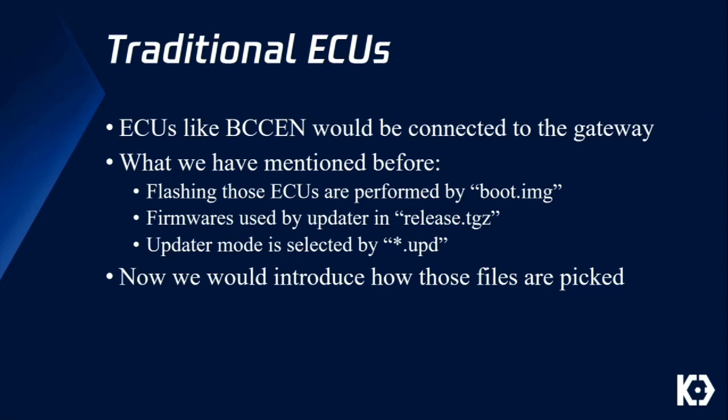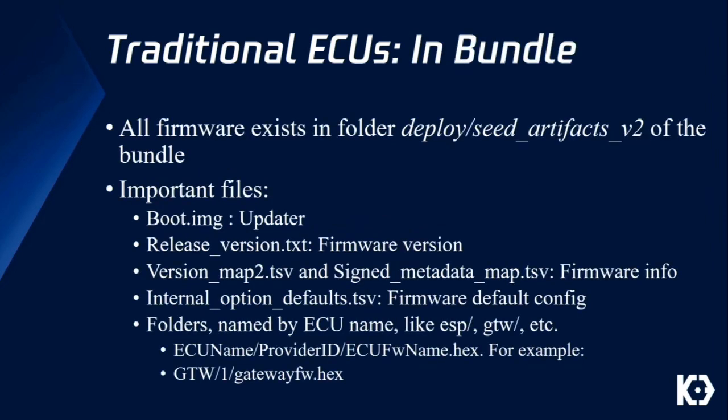And we have mentioned it last year, and previously we have also said that there is an updater called boot image, and there is a zipped file called release TGZ, and the updater mode file called UPD. And now we will introduce how all those files are picked and created. All of those firmware exists in a subfolder under the deploy folder. We have just said the firmware bundle is a squashfs, right?